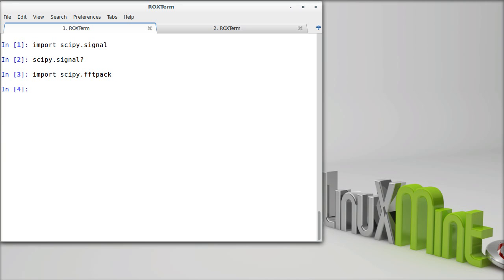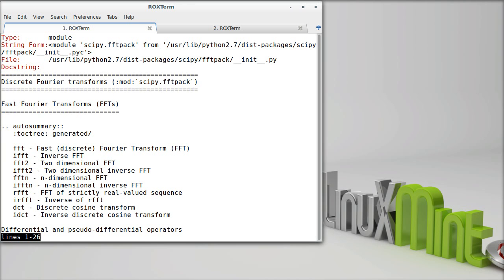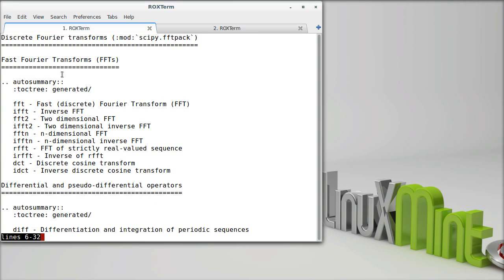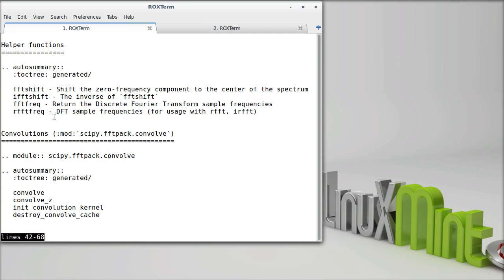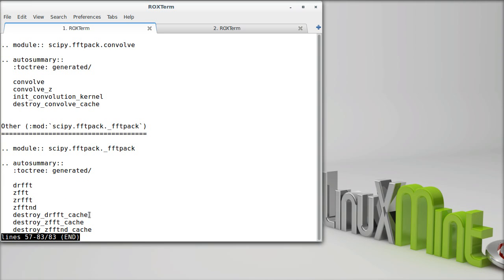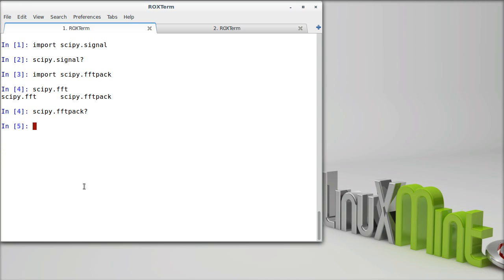There's a Fourier transform set of routines in ffts. So let's look at this. This does discrete Fourier transforms. It implements the fast Fourier transform, various algorithms and specialized versions of them, various other support and related things. Convolutions are also in here. Some more underlying routines.